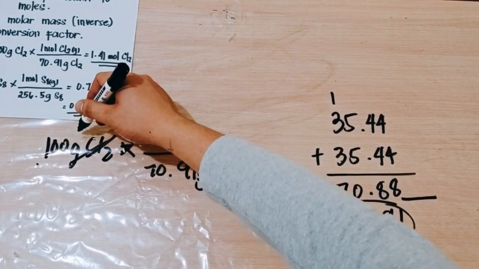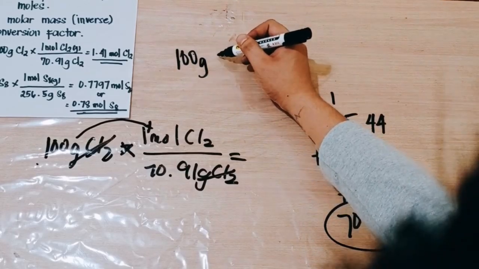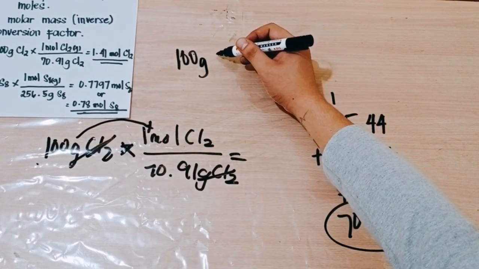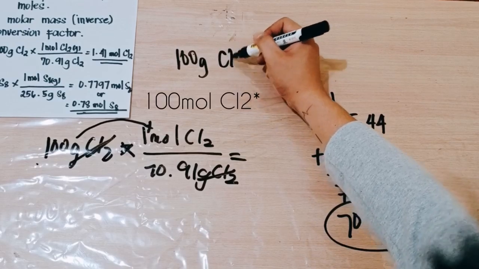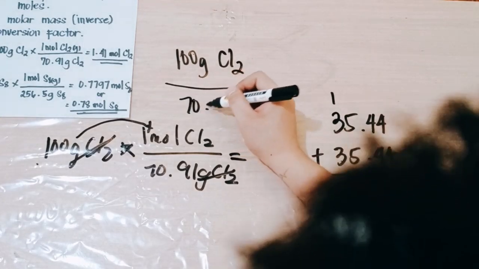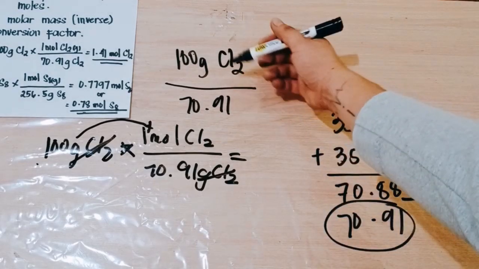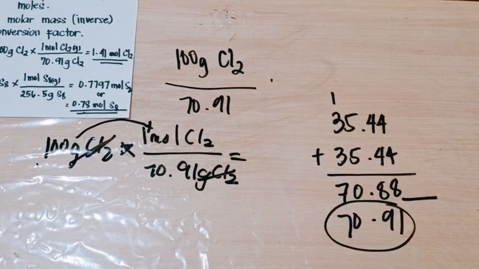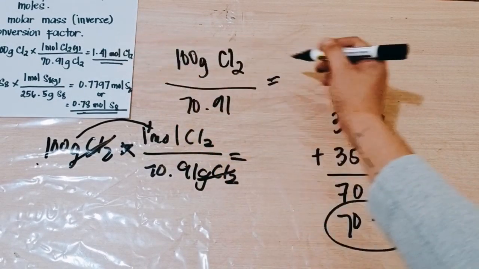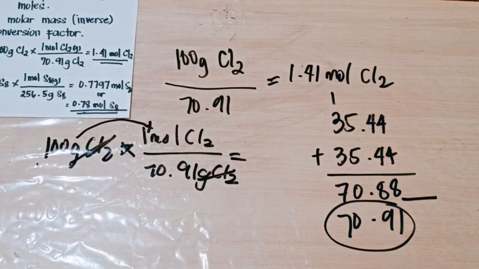Pag tinimes mo tong dalawa, ang makukuha mo is 100 gram of chlorine over 70.91. Yan yung makukuha mo. Now, ipag-divide mo lang yung dalawang yan. 100 gram divided by 70.91. Ang makukuha mong sagot dyan is yung 1.41 mole of chlorine. So, ganun lang kuhain yung molar mass ng isang element.